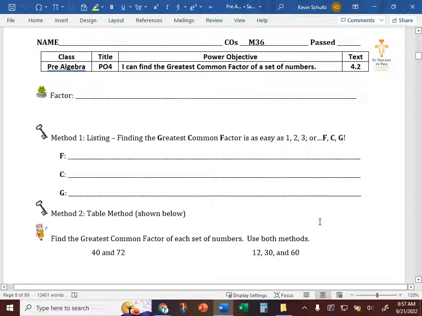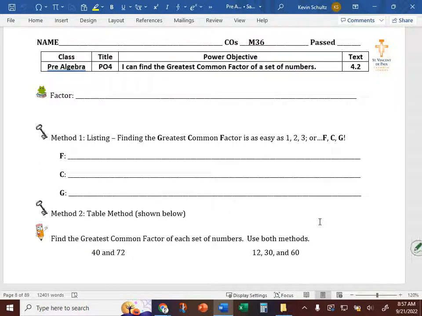Good day, pre-algebra. We are going over our first PO of the year, which is greatest common factor. Again, review from last year, but we are going to get into some more real-world word problem situations when you would actually use this concept. The definition for today, factor. What is a factor?